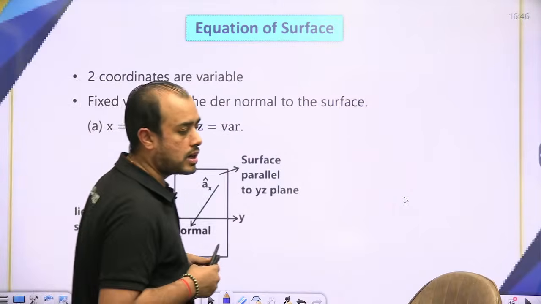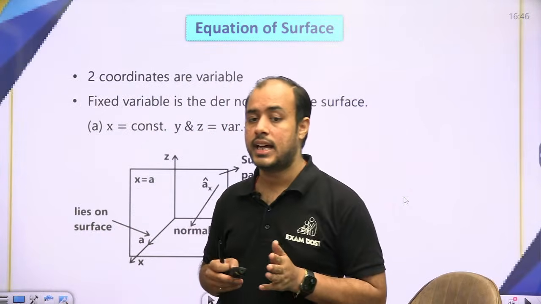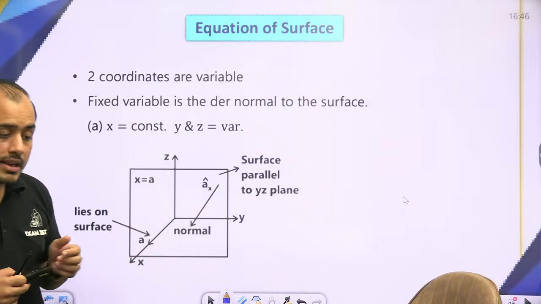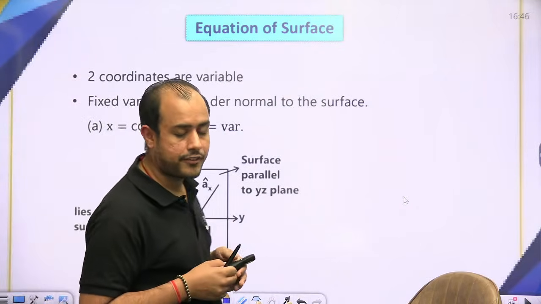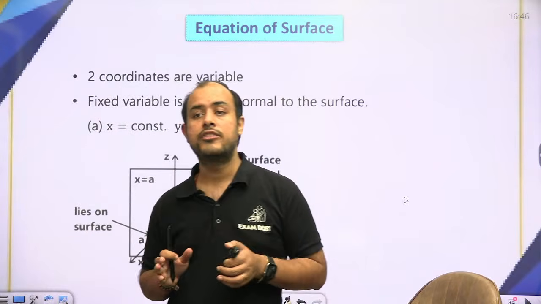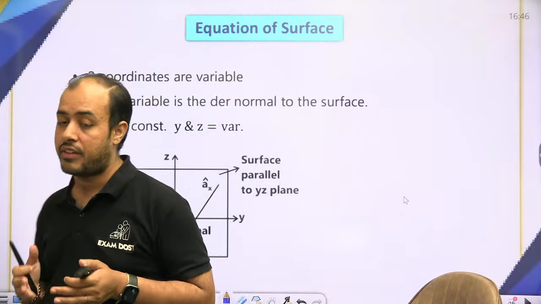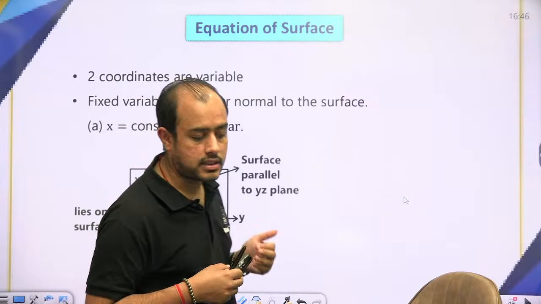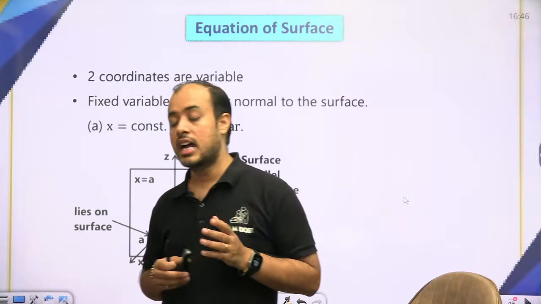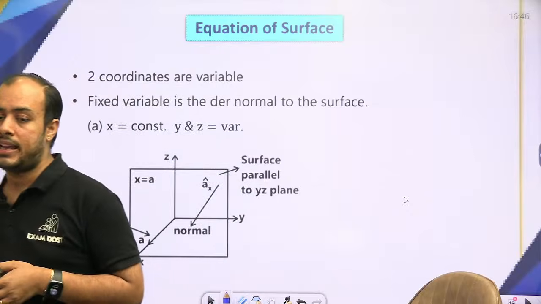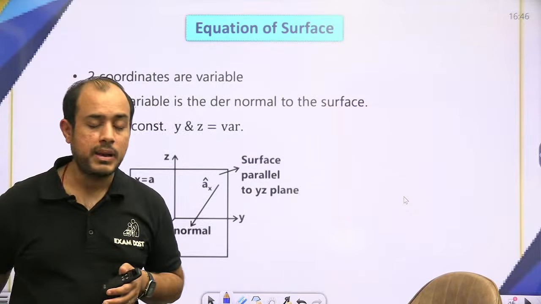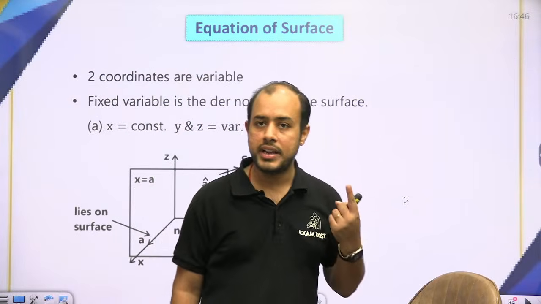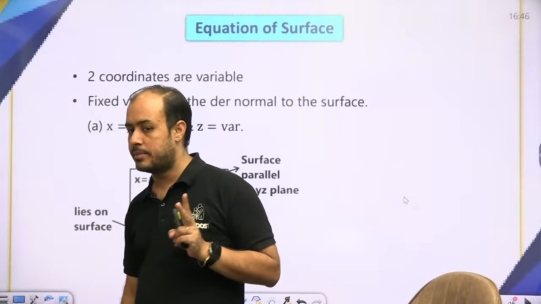Now, when you talk about surface, just as I told you in a line, one coordinate varies, two are fixed. Similarly, when you want to draw a surface parallel to one of the three planes, either xy, yz or xz, you keep two coordinates variable and the third coordinate fixed. अगर आपको एक प्लेन बनाना है, किसी भी कोऑर्डिनेट प्लेन के पैरेलल, जैसे एक्स वाई के, वाई जेड के, एक्स जेड के, तो एक कोऑर्डिनेट फिक्स करो और दो वेरिएबल रखो.